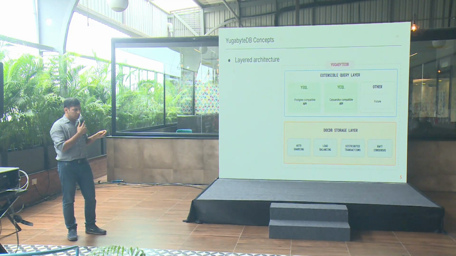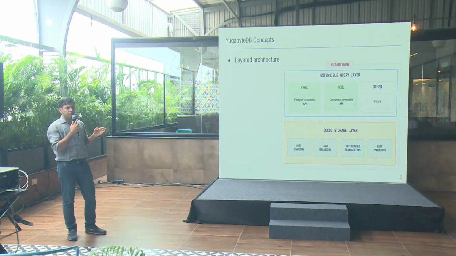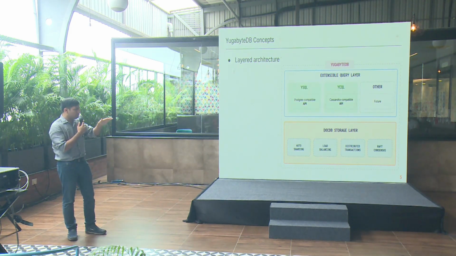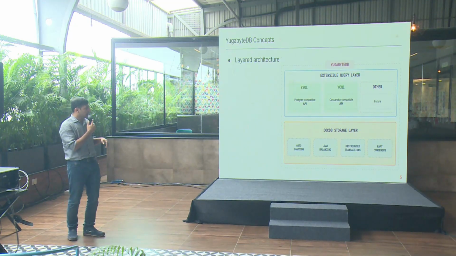So it handles features like auto sharding, load balancing of data, and managing consistency. The storage layer is essentially DocDB, which is a document store, and it is built on a customized RocksDB, customized for higher performance. RocksDB is an LSM storage engine. We'll talk about that a bit more later.